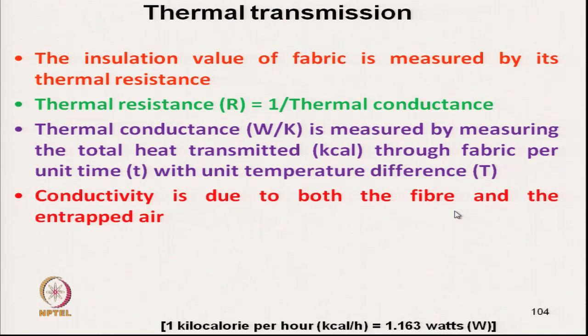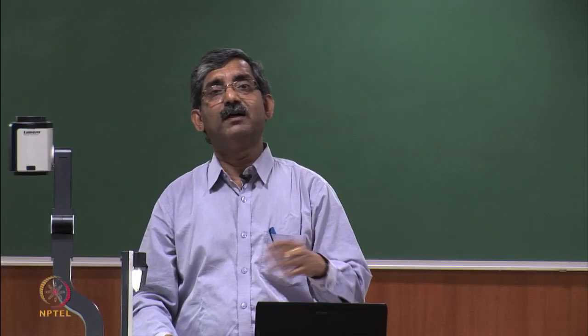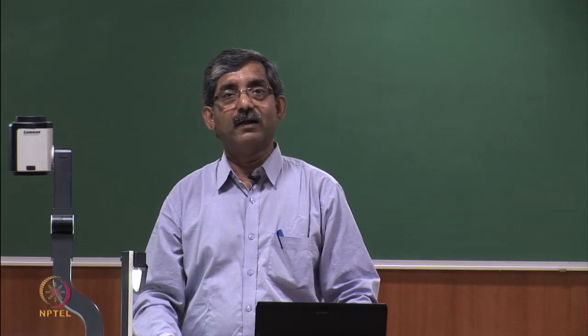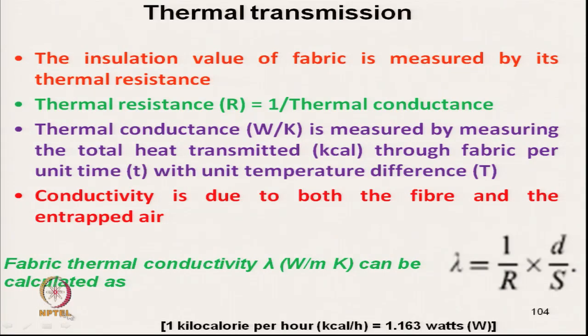So, thermal conductivity is mainly through the fiber material and through the air, and it is expressed as thermal conductivity lambda, the unit is watt per meter per Kelvin, that is lambda equal to 1 by thermal resistance R multiplied by D by S. D is basically the thickness and S is the unit area.